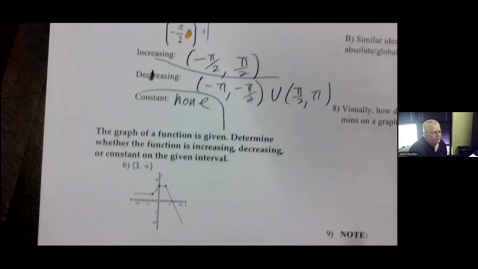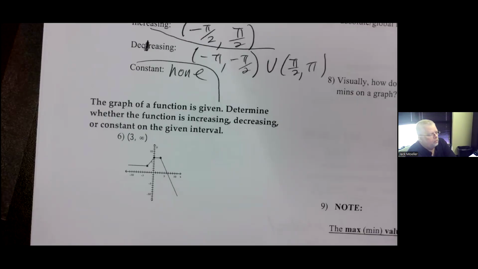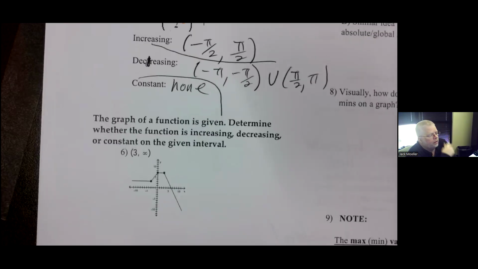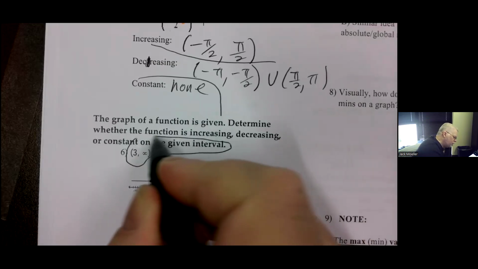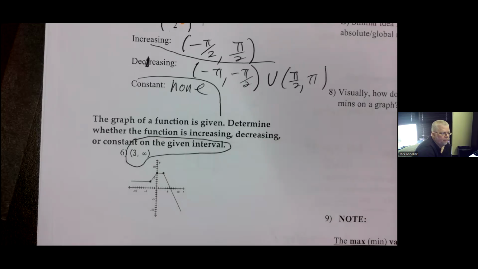So, what would you do with number 6? Sometimes MyMathLab asks the question a slightly different way. So what are they asking here? The graph of the function is given. Determine whether the function is increasing, decreasing, or constant on the given interval. So on that given interval, that's that 3 to infinity.